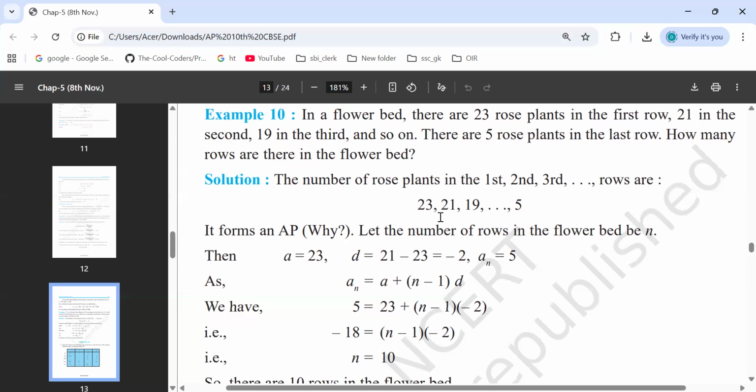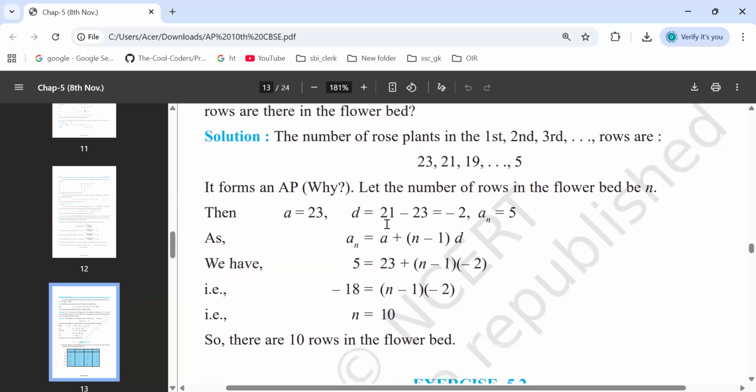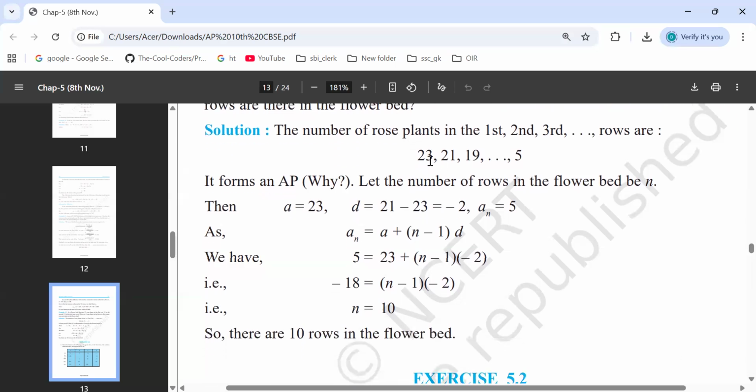So we can clearly see that the difference 21 minus 23 is equal to -2, which is equal to the difference 19 minus 21, which is also -2. That means these terms are forming an AP with the first term as 23. So it forms an AP. Let us find the number of rows in the flower bed. So we suppose that the number of rows will be n.